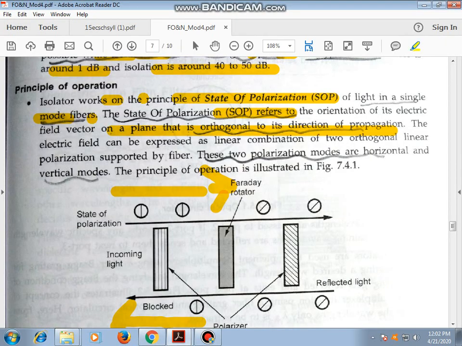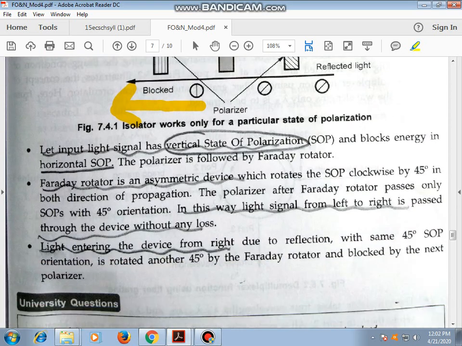So here they have written, the state of polarization refers to the orientation of its electric field vector on a plane that is orthogonal to its direction of propagation. The electric field can be expressed as a linear combination of two orthogonal linear polarizations supported by the fiber. The two polarization modes are horizontal and vertical polarization. We'll see how it works.